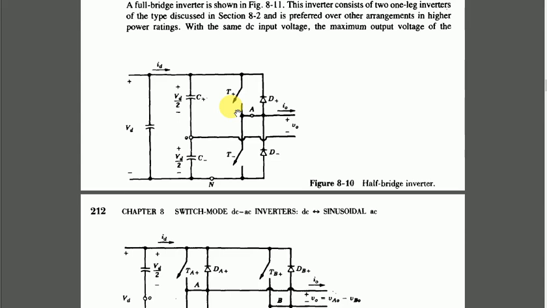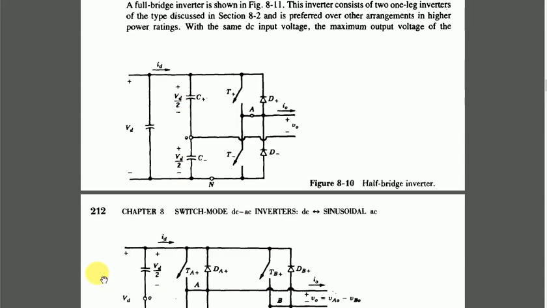In this particular case, during the switching of each switch, that is T plus and T minus, the output voltage will be switching between plus Vd by 2 and minus Vd by 2.